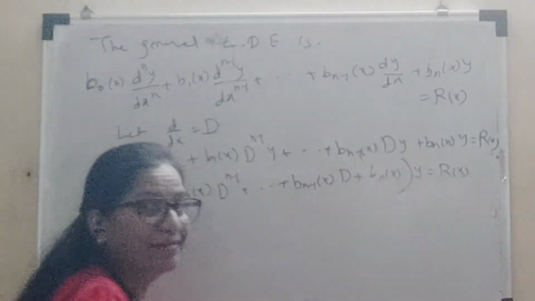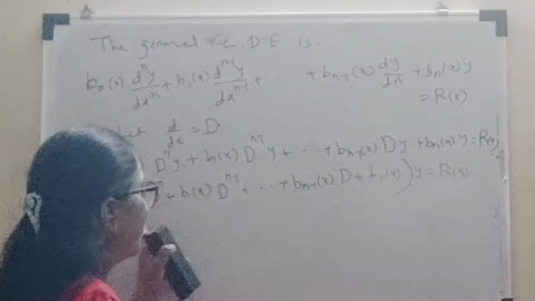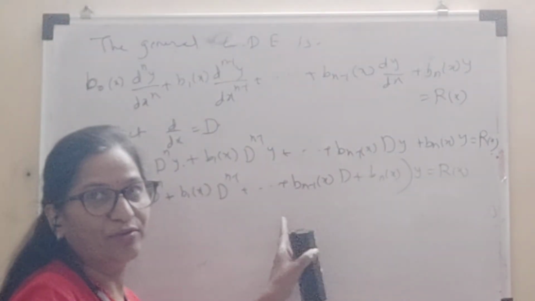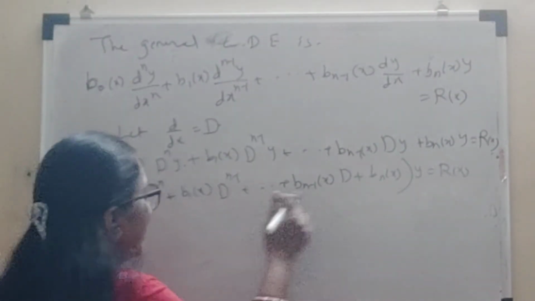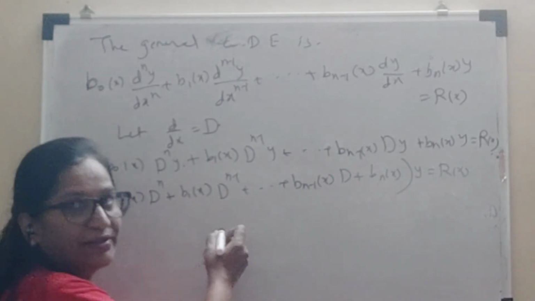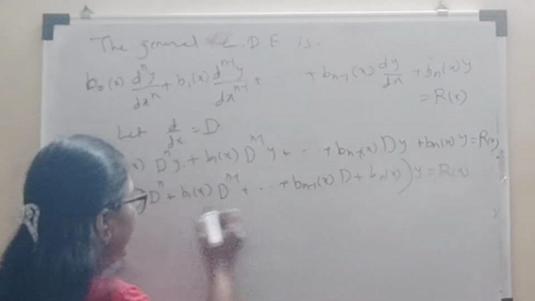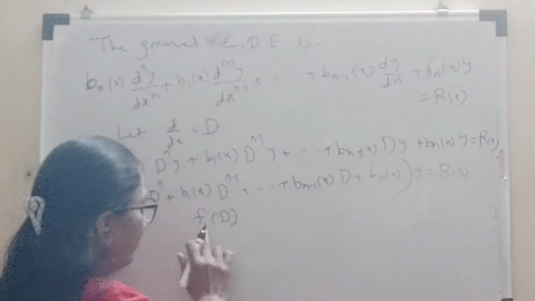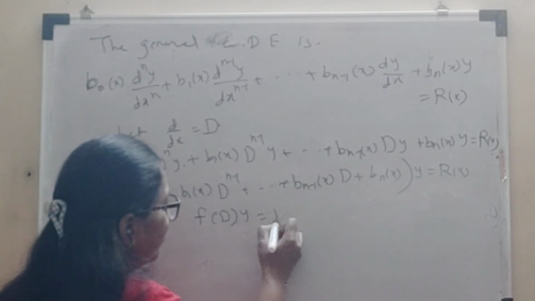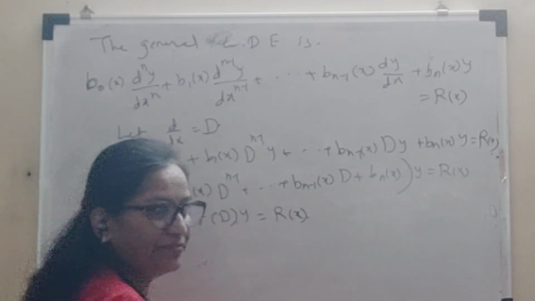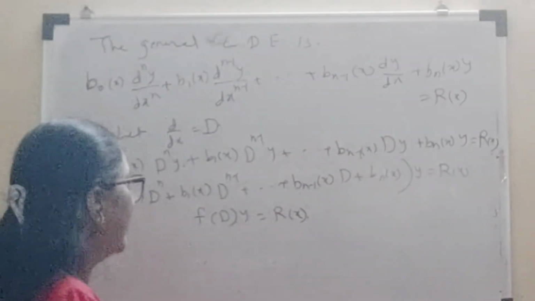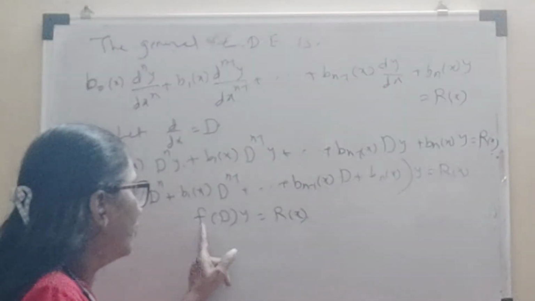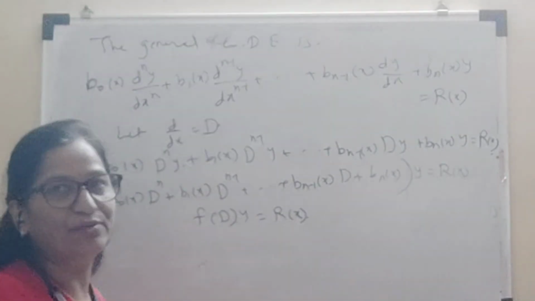Here I choose r as a post factor. This is an operator, this is not a constant, so the commutative law does not hold over here. I call this bracket a function of d, since it contains the terms in d. So I will call this f of d. It is some function of d. So f of d operates on y is equal to r of x. So in short, I can write the given general linear differential equation in the form f of d operates on y is equal to r of x.